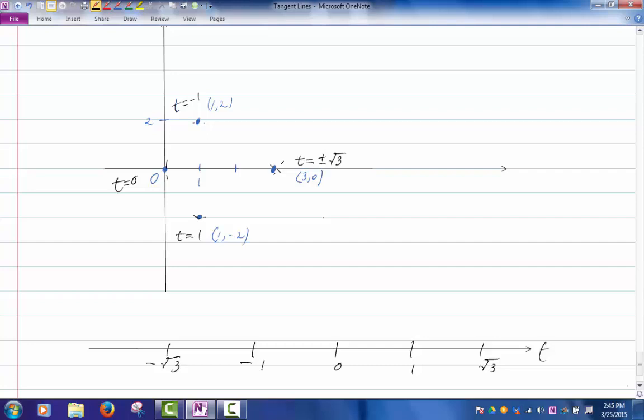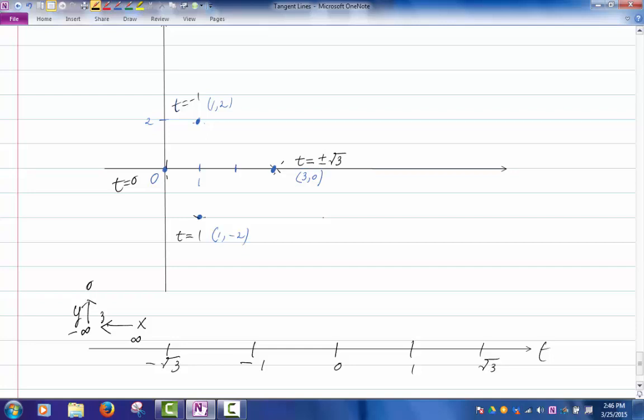What do I know on the left side of negative root 3? I know that x is decreasing. I know that y is increasing. X is decreasing from infinity to 3, right? You agree with that? I'm just using the information I obtained before. Y is increasing from negative infinity to 0. Remember, y was increasing in that interval. Right? What else do I know?